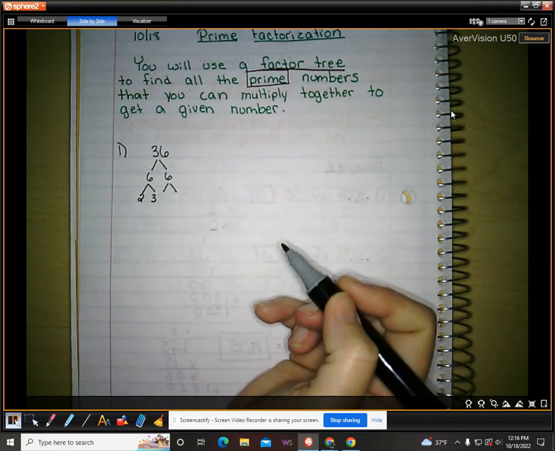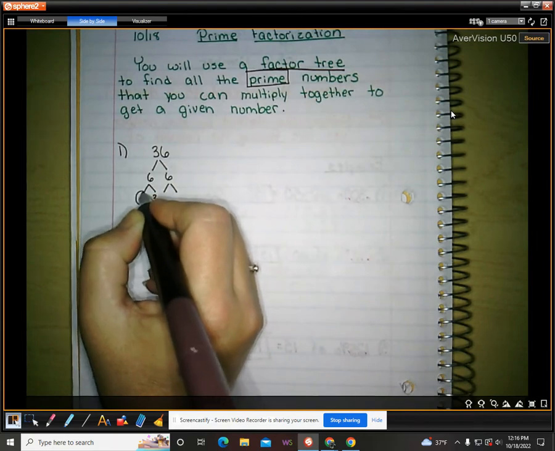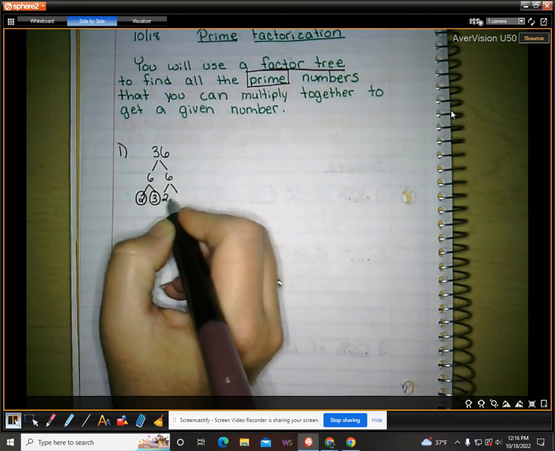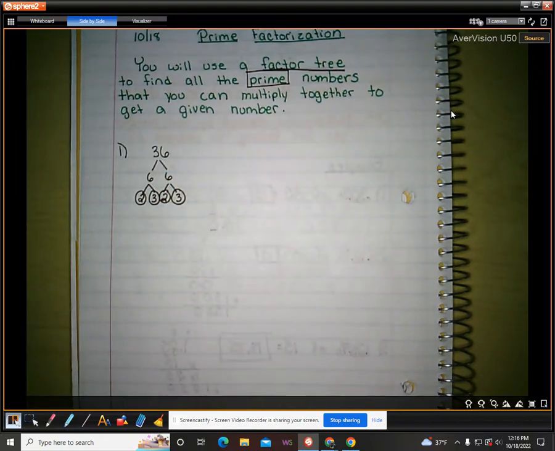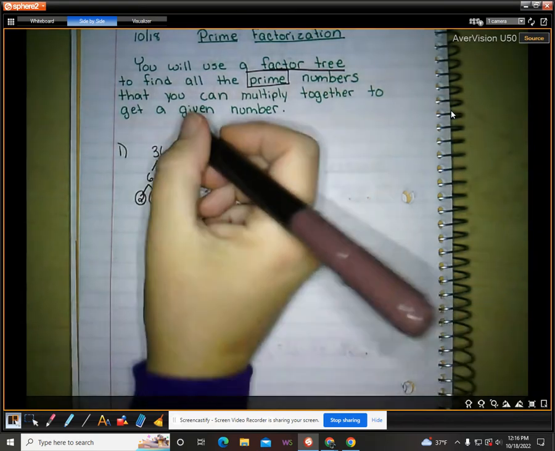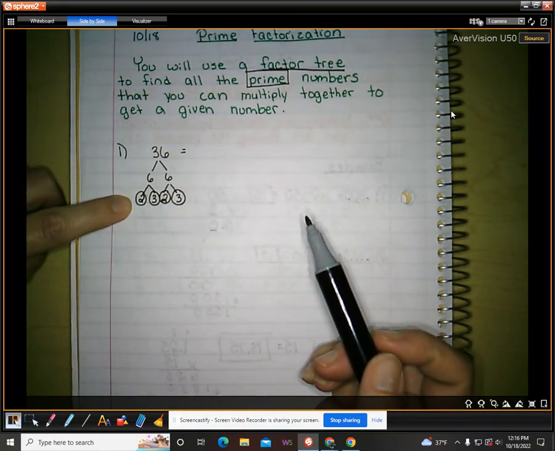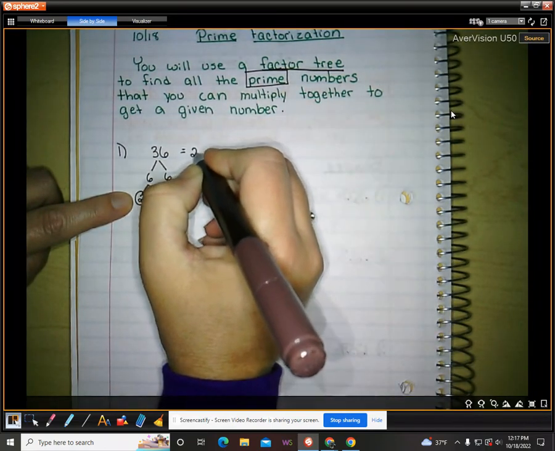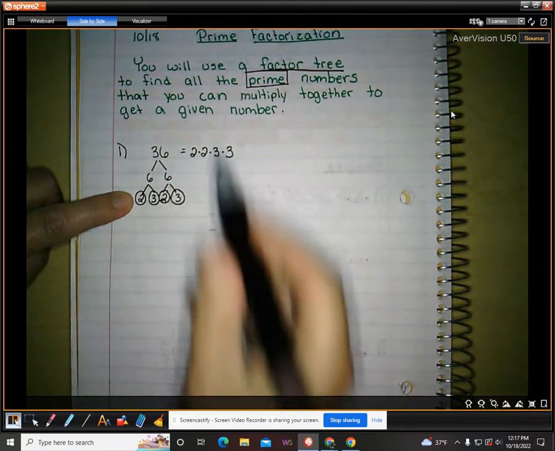Are either of those prime? This is why we made a chart. Yes, they both are, so we're going to circle them because we're done. You will circle prime numbers. Then obviously this other 6 is going to be broken up the same exact way, 2 and 3. So now you have all prime numbers at the end of all your branches. So your factor tree is done. Then, to write the prime factorization, you have to use these 4 numbers, and they need to go smallest to largest. So we are going to write this as 2 times 2 times 3 times 3.